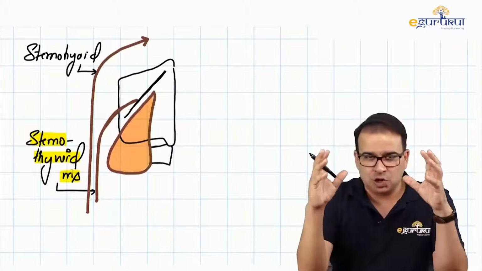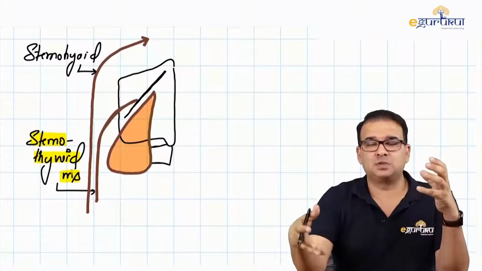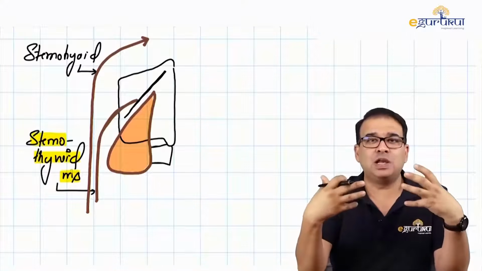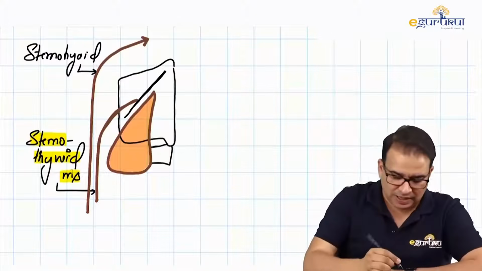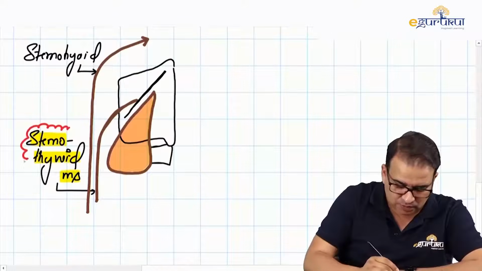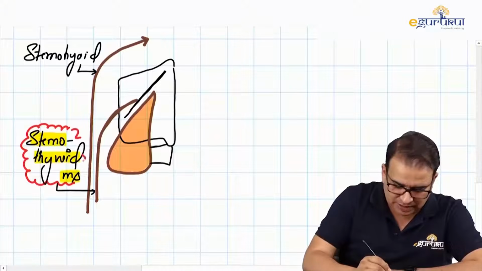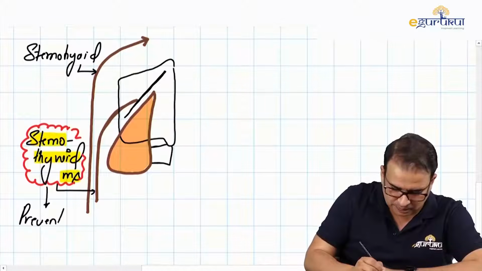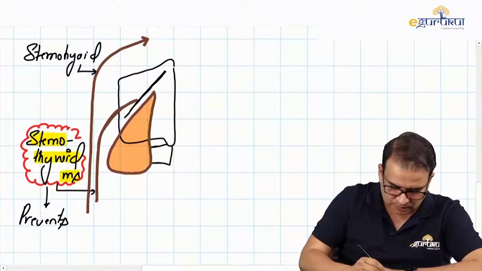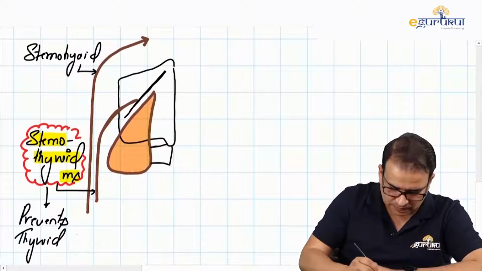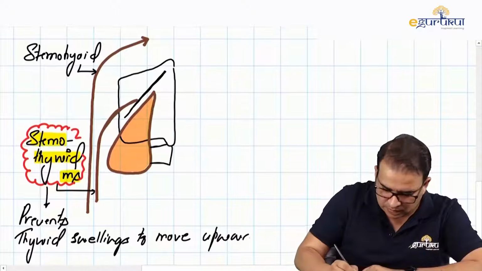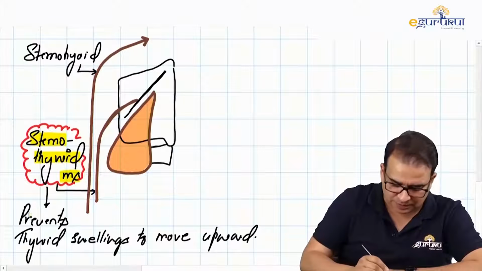It's not the ligament, guys. It's not the ligament of Berry which is preventing the swelling from going inside. The question is not about the normal movement of the thyroid. It is about the swelling of the thyroid gland not moving upward, and that is because of the muscle that is the sternothyroid muscle. So let me write that here only, that this is the muscle which prevents thyroid swellings to move upward.